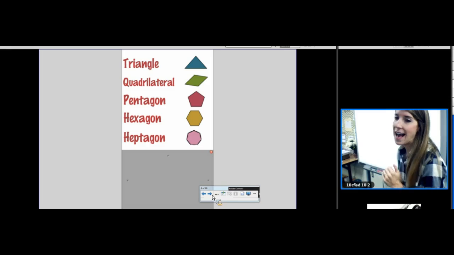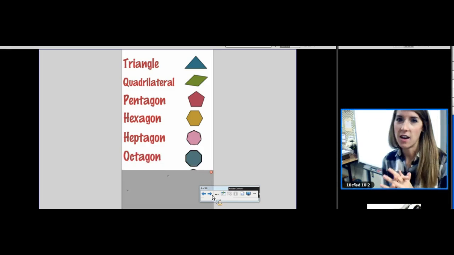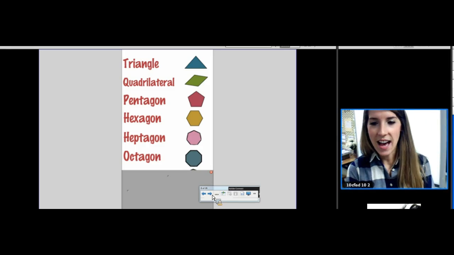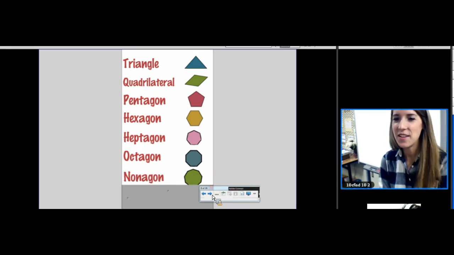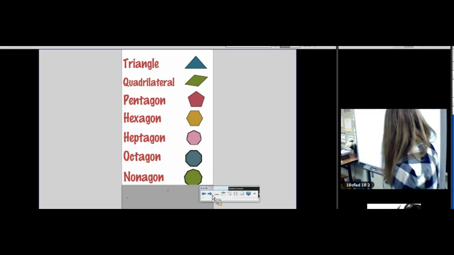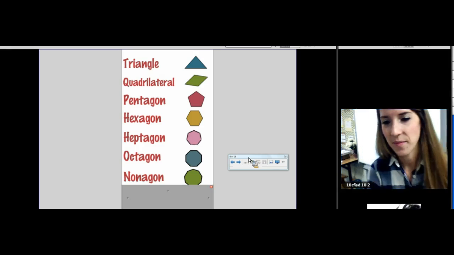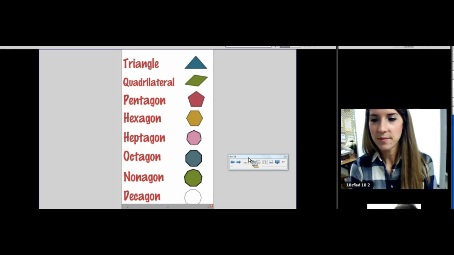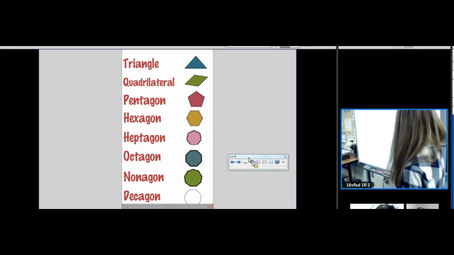Next one, if it has 8 sides, then it is called an octagon, like a stop sign, right? If it has 9 sides, then it is called a nonagon. Good! Nonagon. You even pronounced it correctly. And if it has 10 sides, then it is called a, good, like a decade. Yes, a decagon. 12 sides is called a dodecagon. But anyways, that was just for fun.